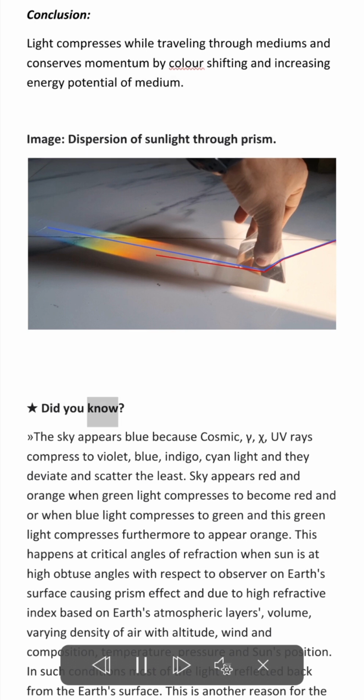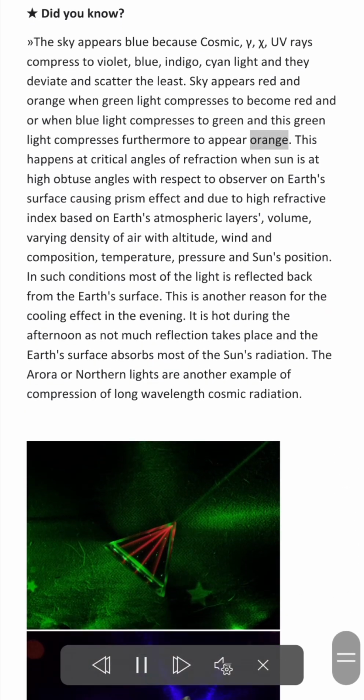Did you know? The sky appears blue because cosmic, gamma, chi, UV rays compress to violet, blue, indigo, cyan light and they deviate and scatter the least. Sky appears red and orange when green light compresses to become red and/or when blue light compresses to green, and this green light compresses furthermore to appear orange.